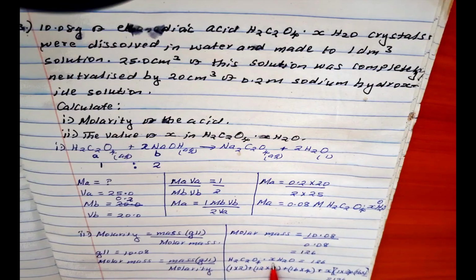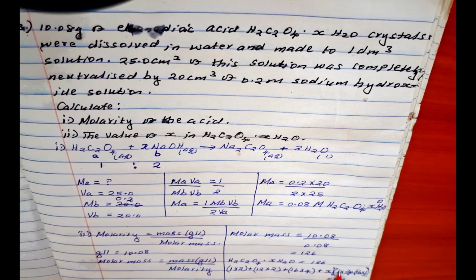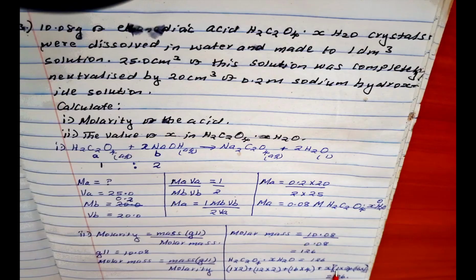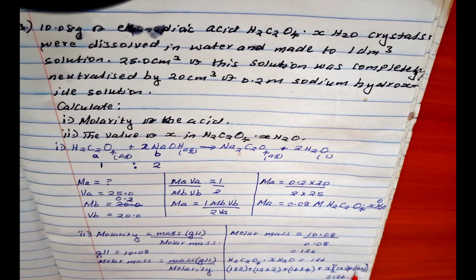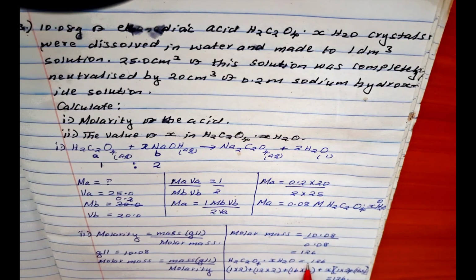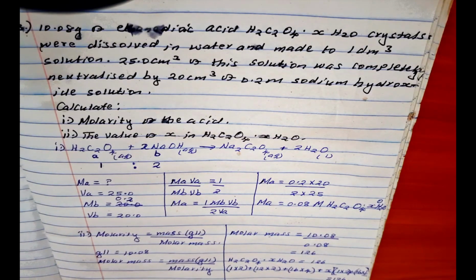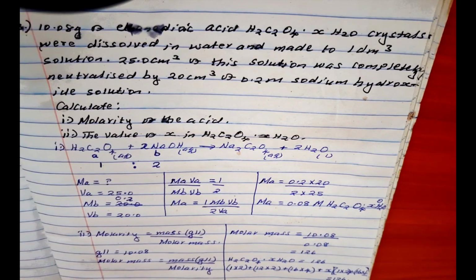We add again X. Now this X will affect everything that is present in the water. X times, we put a bigger bracket, and in brackets again, 1, the relative atomic mass of hydrogen, times 2, the number of atoms of hydrogen in the formula. We add oxygen, the relative atomic mass is 16, times 1, the number of atoms of oxygen present. All this should be equated to 126. So when we add all this, we have 90 plus 18x should be 126.